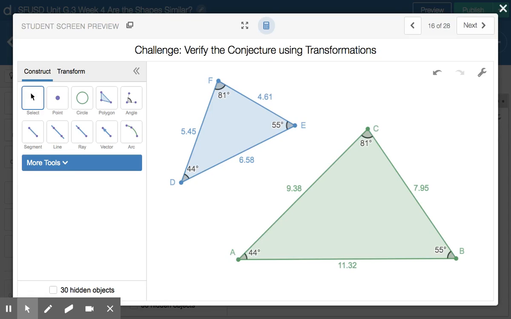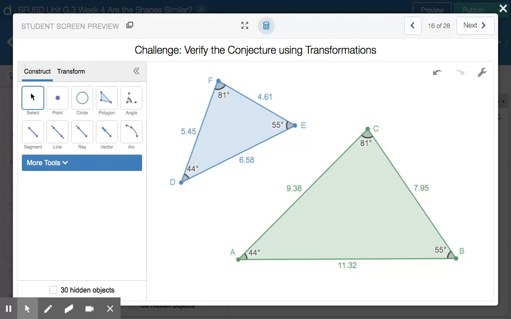Hi, I'm going to demonstrate how we can verify that two triangles are similar through transformations. So I have triangle DEF, and my goal is to map triangle DEF onto triangle ABC using a series of transformations, rigid transformations and a dilation.